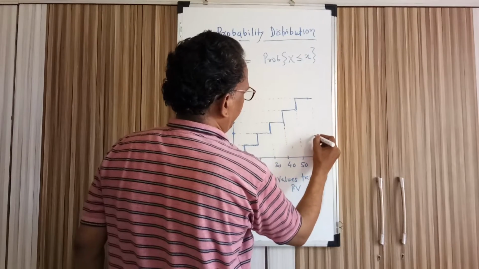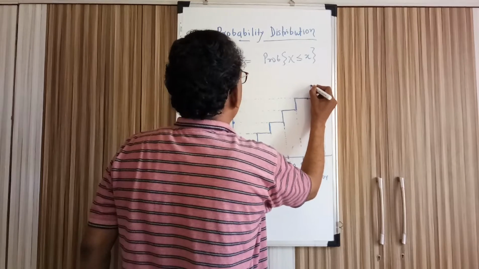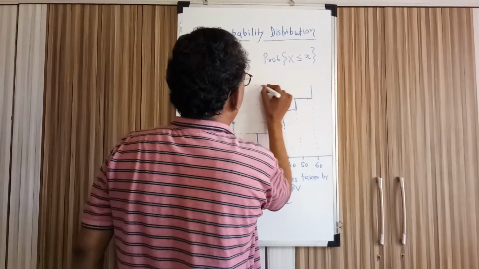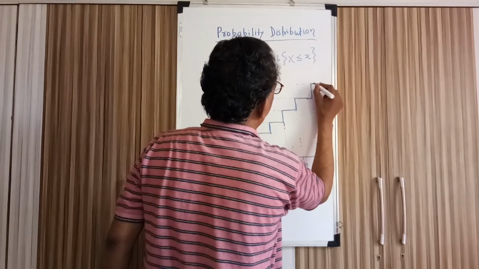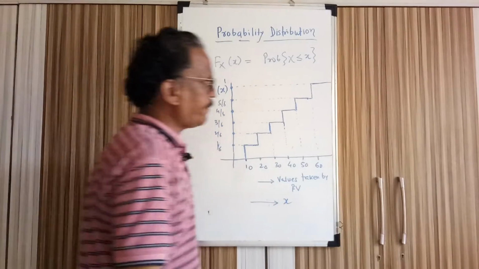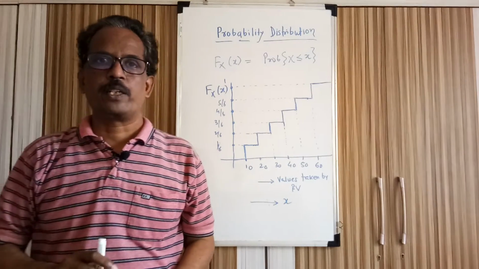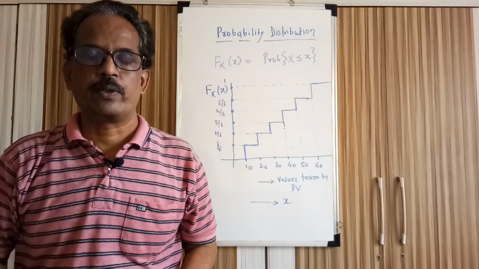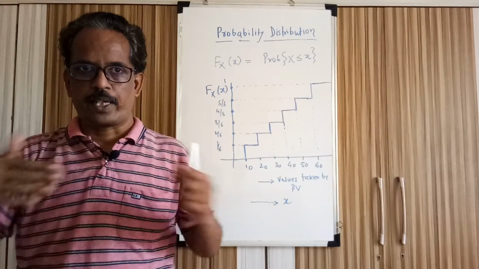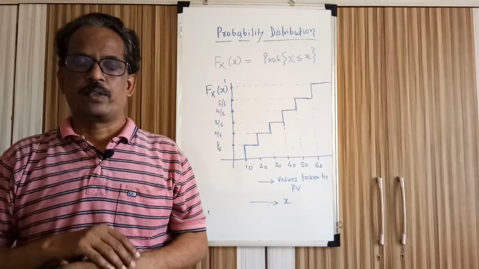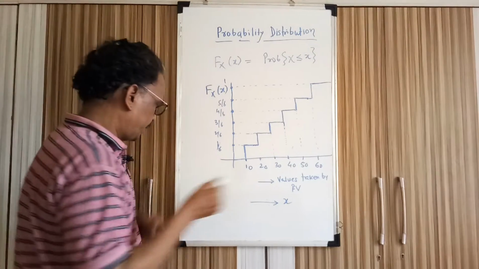till you come to the final value. If the final value is 60, there is an increment of 1/6 and that becomes 1. And thereafter, if the random variable takes any value greater than 60, then the distribution function value is going to be 1. So it is up to 60, addition of all probabilities up to 60. So that is 1.